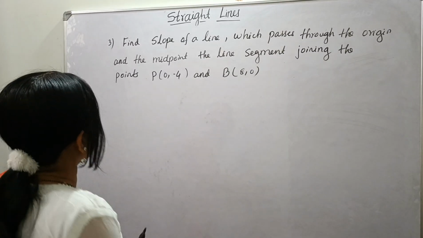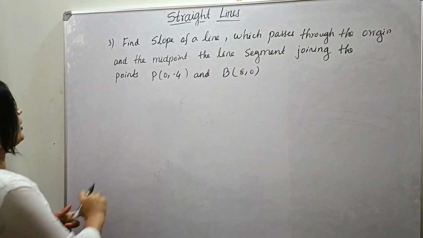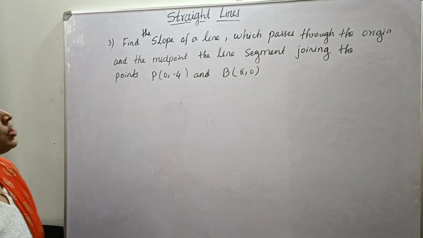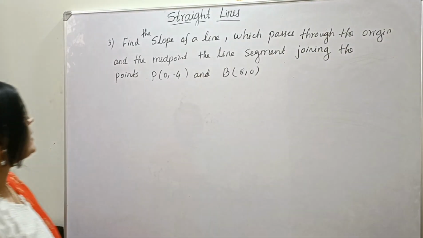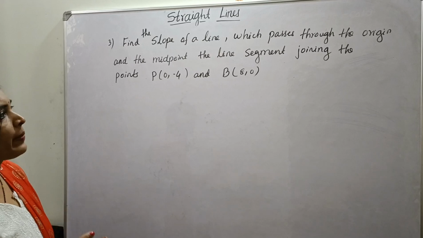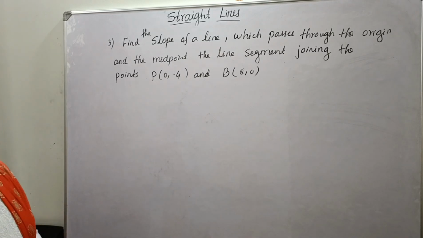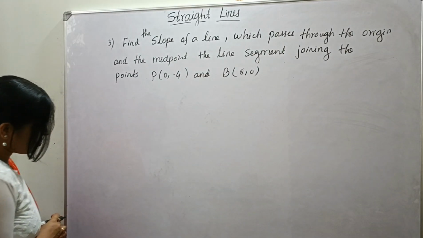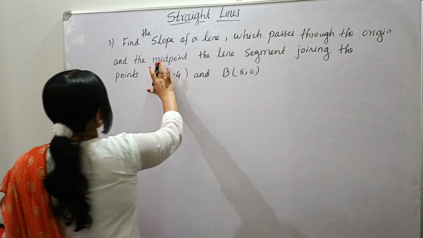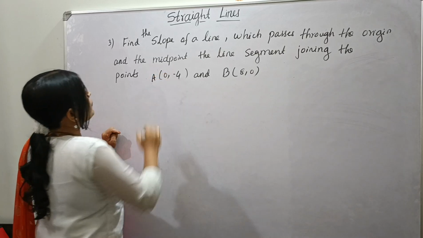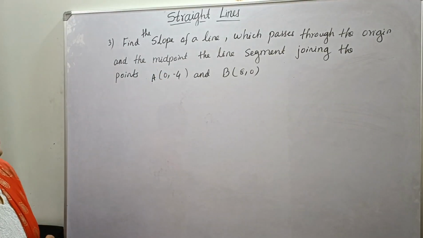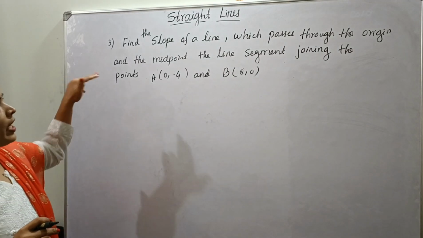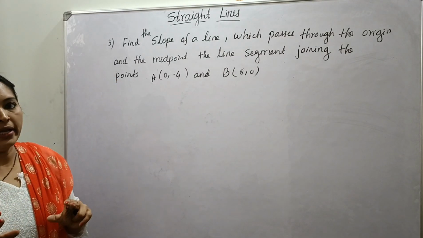Next question: find the slope of a line which passes through the origin and the midpoint of the line segment joining the points A(0, -4) and B(8, 0). Once again, we have to find the slope of a line.